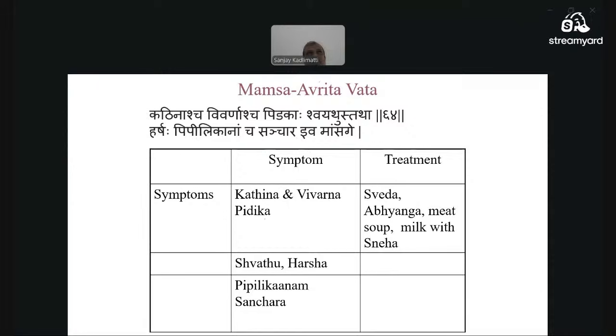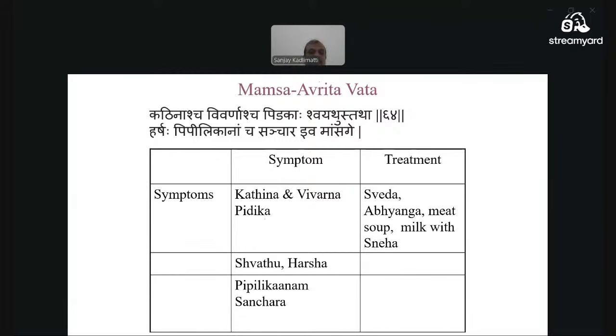And that bulge itself is called Katina, Vivarana, Pidaka. Why Vivarana? Because Vata is pushing it. Shvayathu, same thing. Vata is pushing hard, swelling. That is why, with Avarana, if you give time with a calm mind and think logically, it's very easy. Or else it is Buddhi Avaraka as told in the first slide. Harshaha, when Vata escapes, there will be Romanchana, horripilations. Pipilikanam cha sancharaha, that's nothing but neuritis. The patient feels as if ants are walking on the skin.